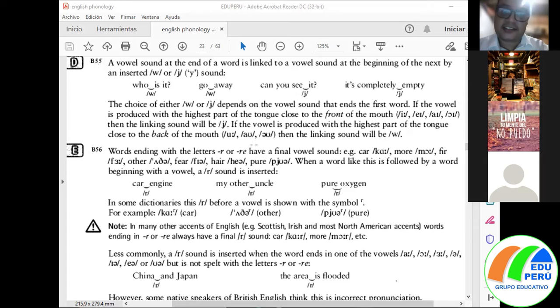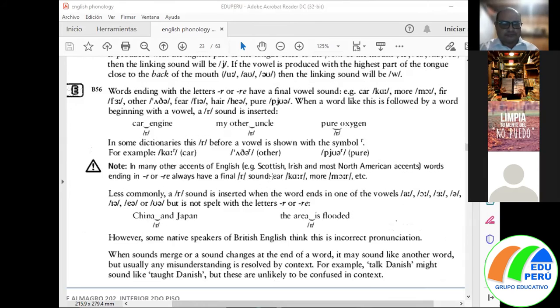That's why this is in a next section, because there is a difference in this intrusion. But as I told you, there are some cases where American people are going to insert the r sound, but it's just a few. It's not so common. In British English, it's so common. So you have car engine, my other uncle, pure oxygen. So you pronounce the r sound. Notice you pronounce the r sound in British in this case.